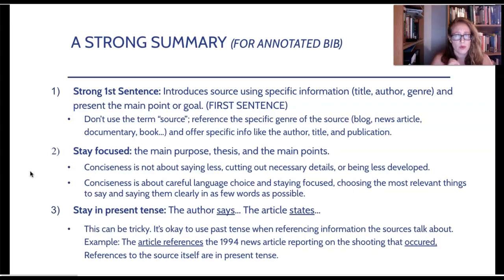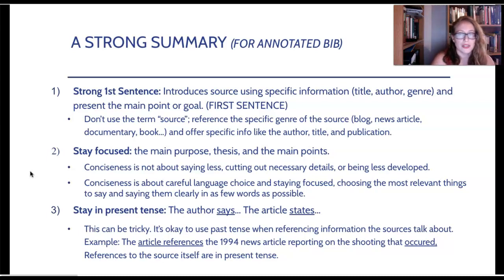Conciseness is about careful language choice and staying focused. Fluffy would be lots of extraneous examples that are unnecessary or aren't the best ones. Conciseness might still include examples or evidence, but choosing the best, staying very on track with explaining those examples, and being careful with your language, saying as much as you can in as few words as possible. So it's about careful selection of content and language, not about leaving things out.